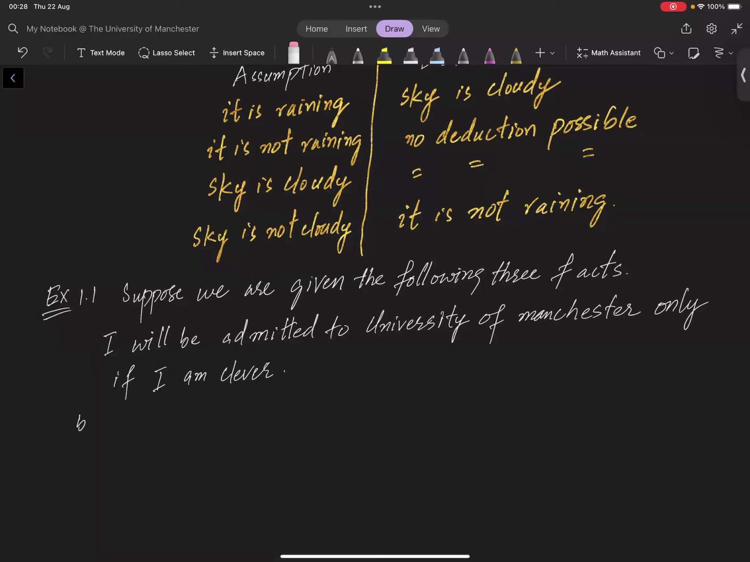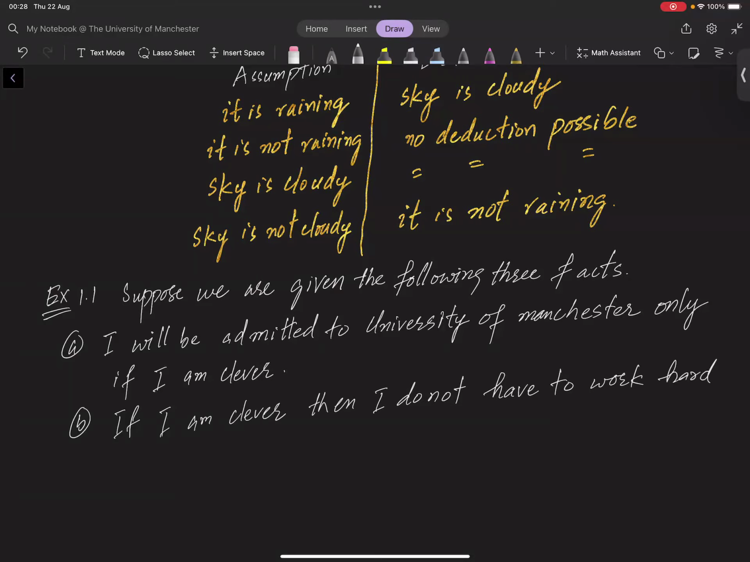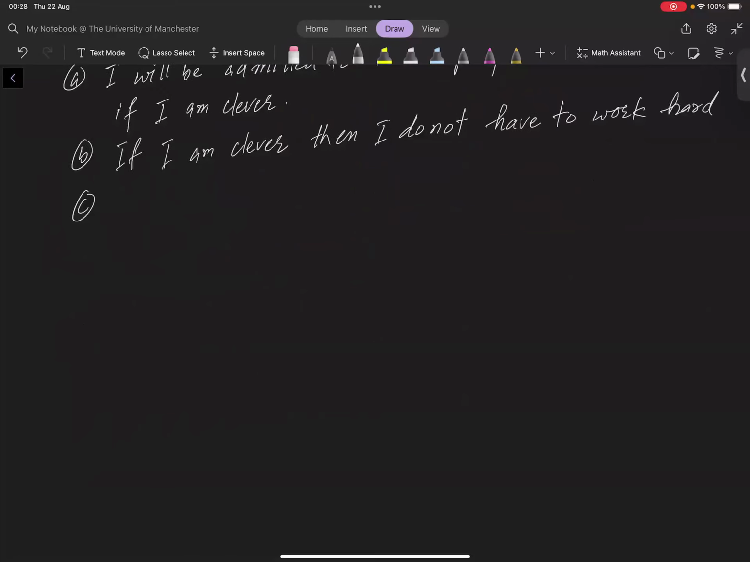B: if I am clever, then I do not have to work hard. C: I have to work hard.